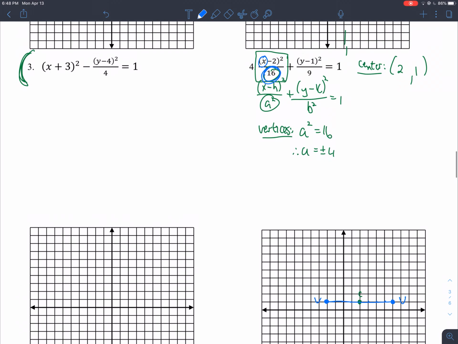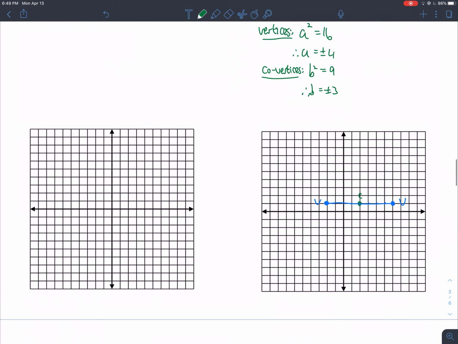Okay, and then I use my other numbers. The co-vertices come from the b squared number, which is 9. So b is plus minus 3, meaning go up and down 3 from the center. So up 3 and down 3. Okay. So those are my co-vertices. Label them, please. And then you can already draw the ellipse at this point. You have enough information. And an ellipse is almost even harder than a circle, I think, to draw.